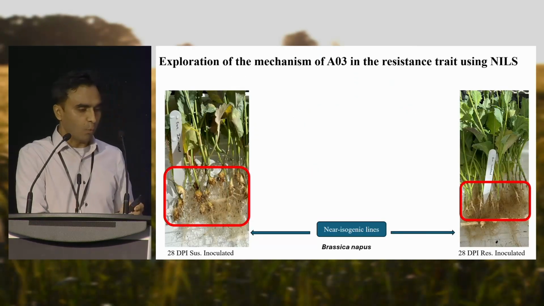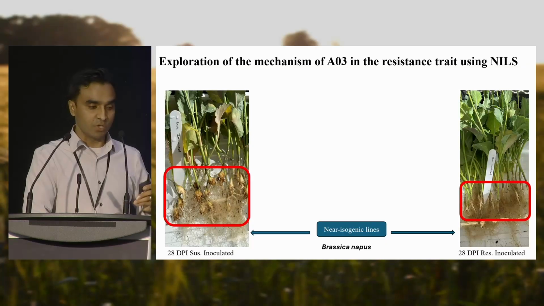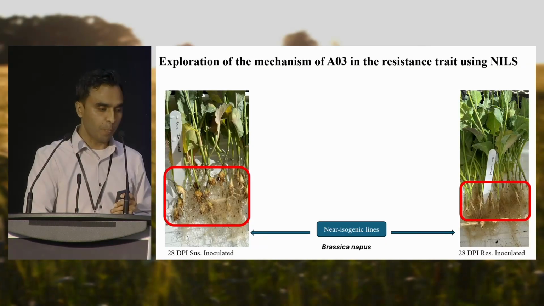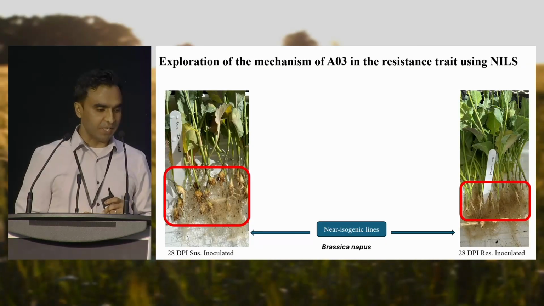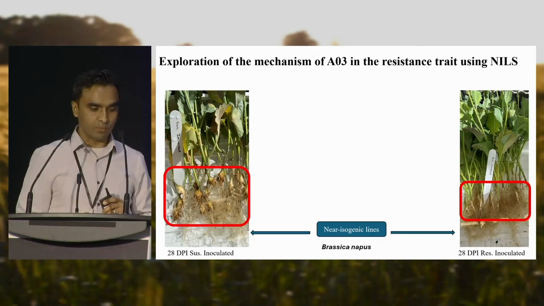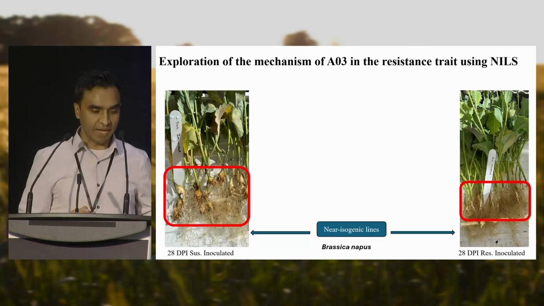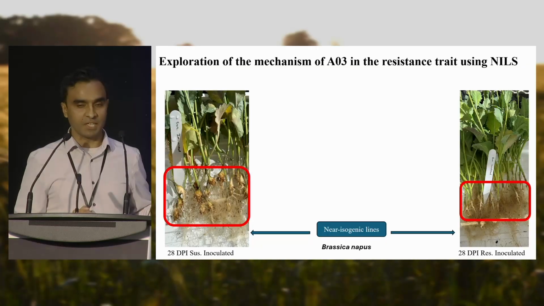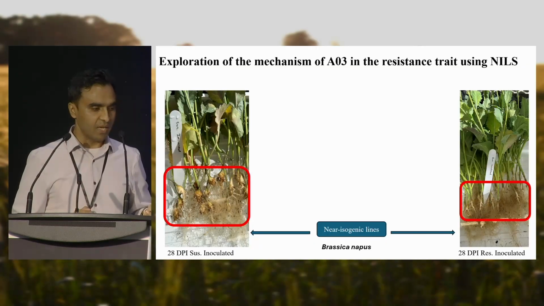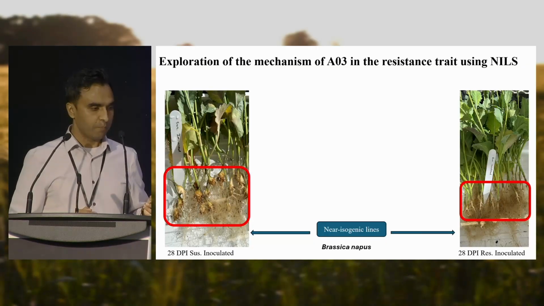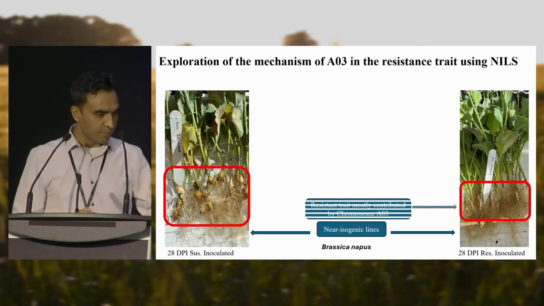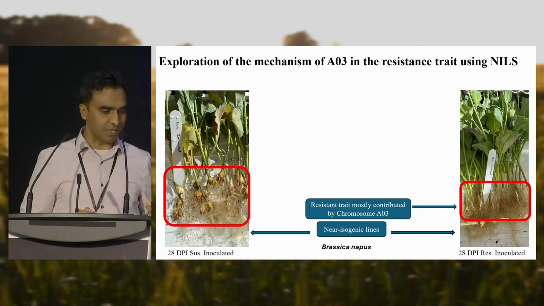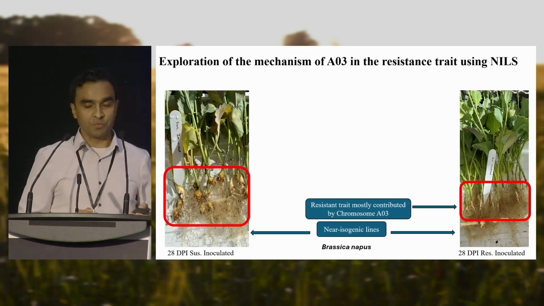Here, we developed the NILs, or the near-isogenic lines, for Brassica napus. On the right, you can see 28 days after infection. It's a resistant line. There's no infection going on. On the other side, you can see the near-isogenic line for the susceptible trait, where there is a bigger gall. And the resistance trait was contributed by chromosome 3.